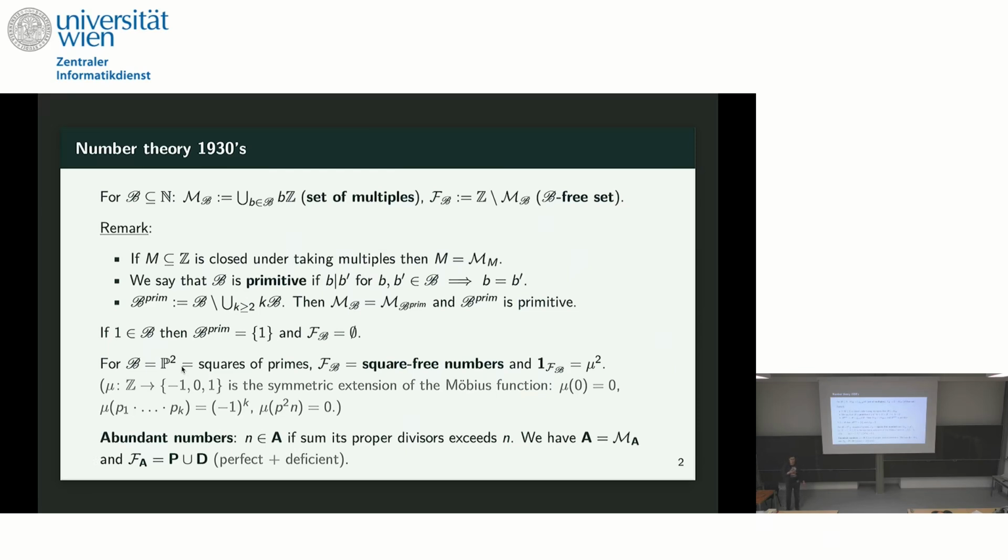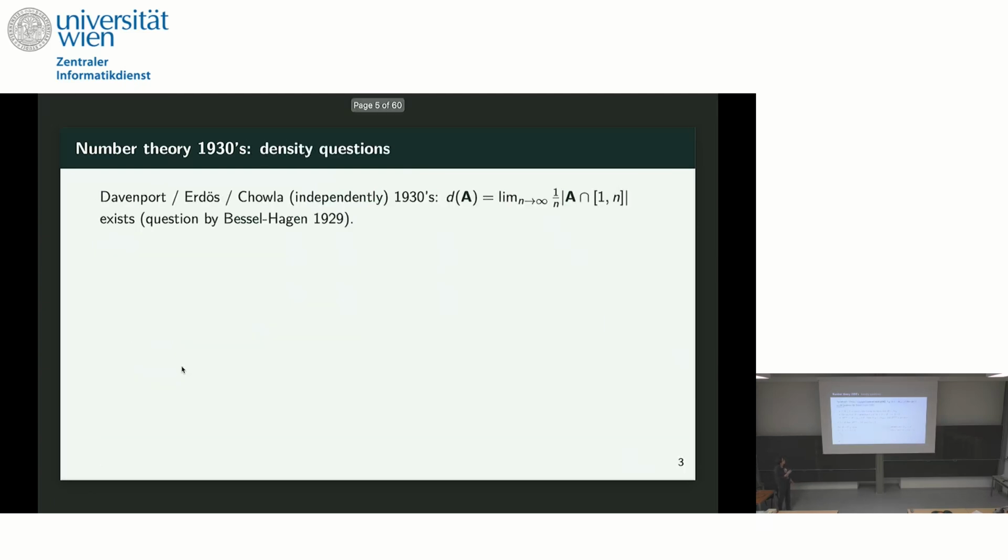The second interesting and actually old example are abundant numbers. A number is called abundant if the sum of its proper divisors exceeds n. It is easy to check that this set is closed under taking multiples, so it is its own set of multiples. And when you look at the complement, it will be precisely perfect numbers and deficient numbers. Something that has been studied and looked at for a long time.